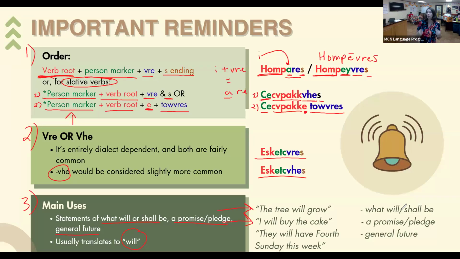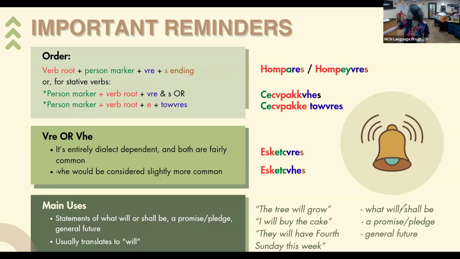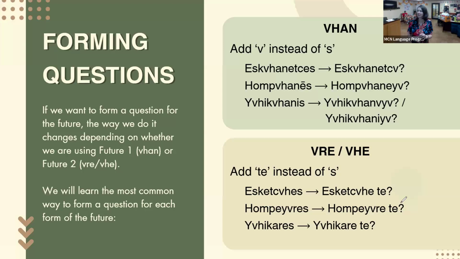Then we have, I will buy the cake. So if you're party planning, then in this case, your promise or pledge is that out of all the duties, I will buy the cake. I'm promising that will be my duty. And then general future. They will have 4th Sunday this week, right? So it's just an event, something going on in the future. So just general future statement. They will have 4th Sunday this week. Those are your 3 usage forms for this.